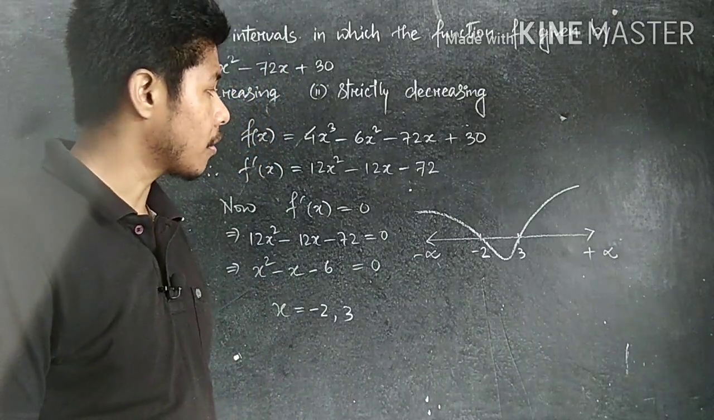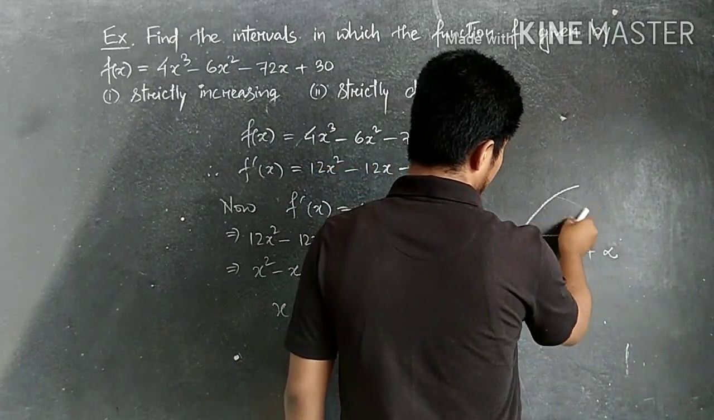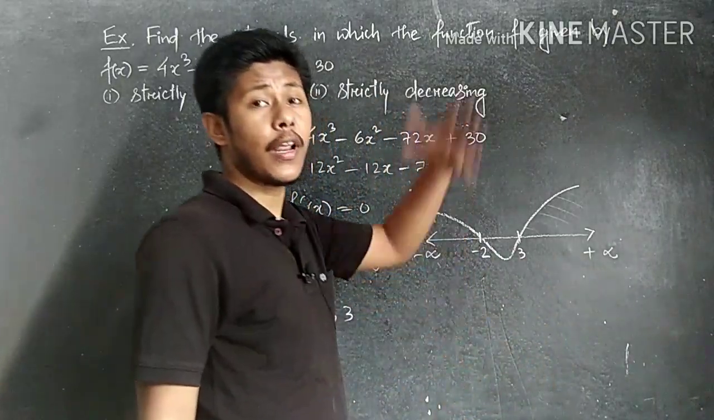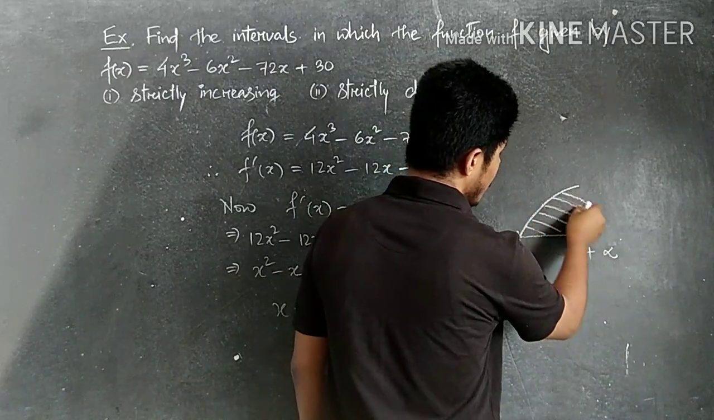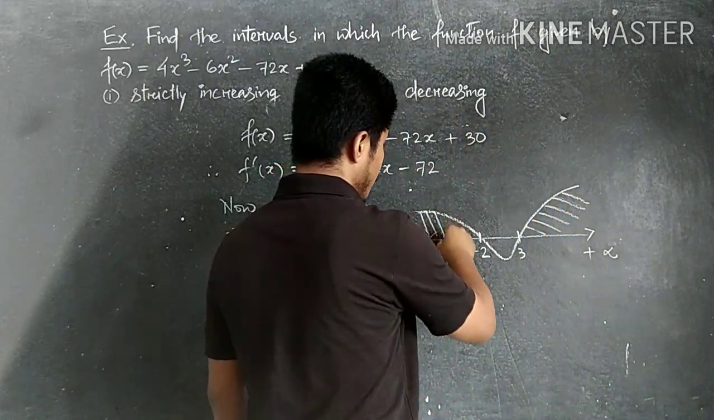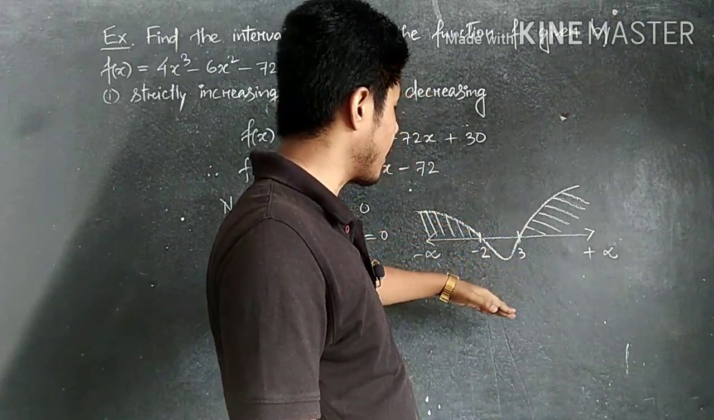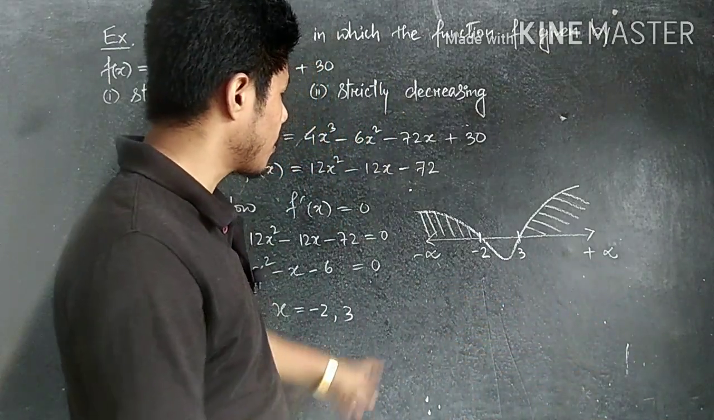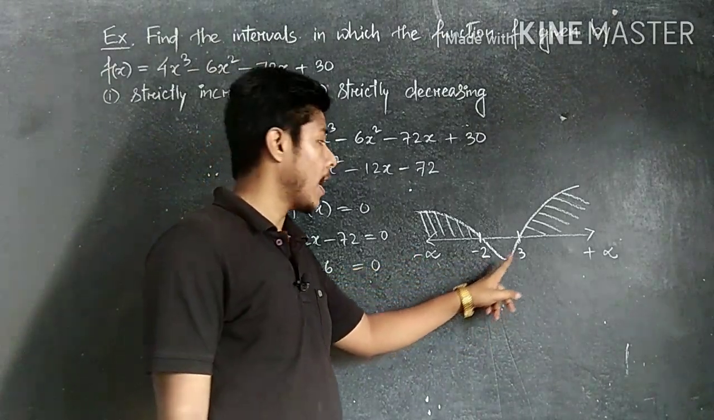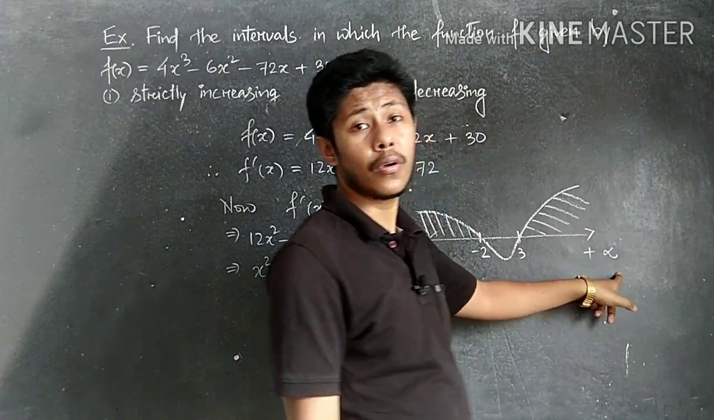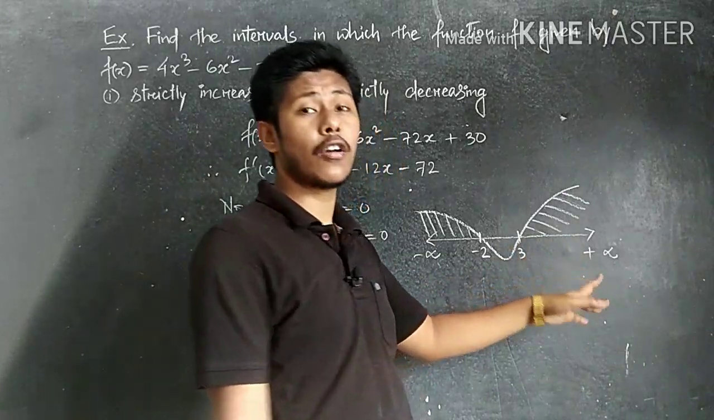Is it clear? So now in this case, if you see here, this one is above the number line part. Above the line, what happens? Obviously increasing, so this part is the increasing part. Similarly, this one is the increasing part, and this portion below the line is the decreasing part. So in this case we get two parts that are increasing. One part is from minus infinity to minus 2 and another part is from 3 to infinity. Since it is strictly increasing, minus 2 and 3 are not included here.